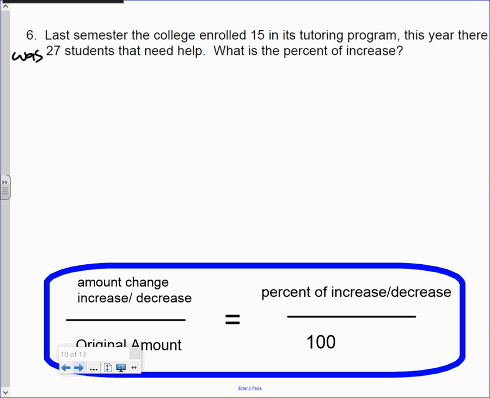Last semester, the college enrolled 15 in its tutoring program. This year there was 27 students that need help. There's a typo there. I'm going to write the word was here. This year there was 27 students that need help. What is the percent of increase?